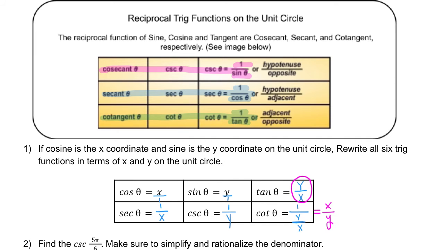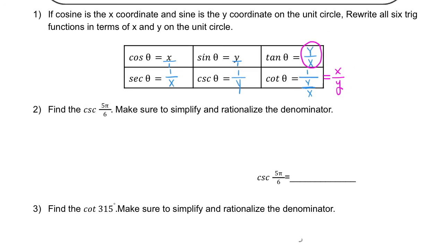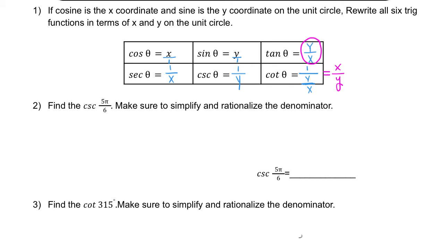Now let's specifically look at an angle on our unit circle and find the cosecant of it. So cosecant of 5 pi over 6. So 5 pi over 6 is in quadrant 2, and the coordinates of 5 pi over 6 is negative square root of 3 over 2, comma, 1/2. Now, cosecant, remember, is the reciprocal of sine. So that means it's going to be 1 over my y value, all right? And my y value is this right here, my 1/2.